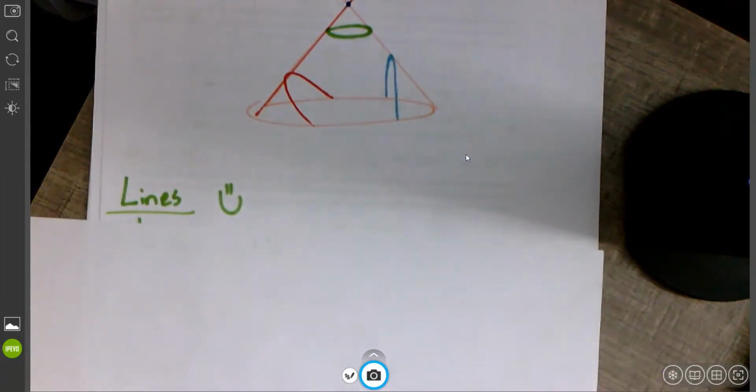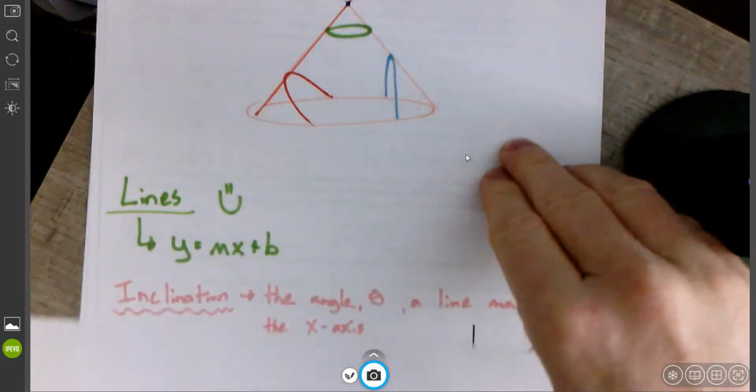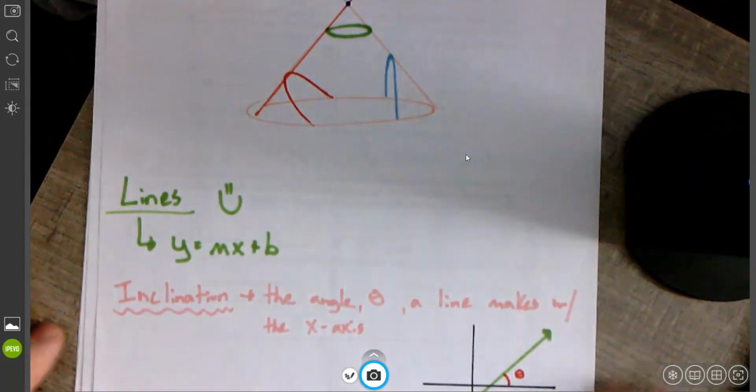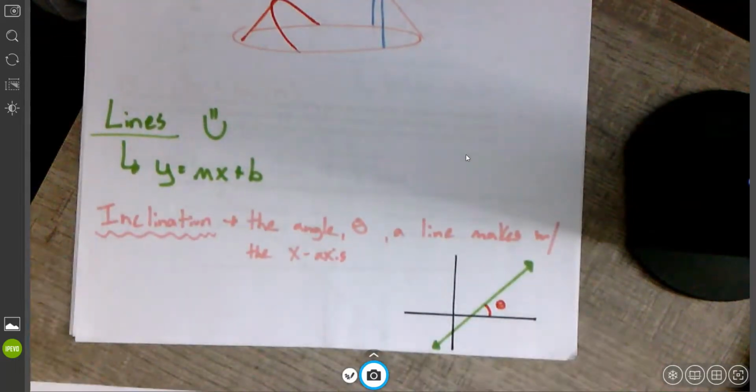Y equals mx plus b, parallel perpendicular lines. We're just going to add one little cherry on top of that for now, and it's called the inclination. The key feature of a line that I'm going to make you responsible for is finding the inclination. The inclination is just the angle made with our line and the x-axis.